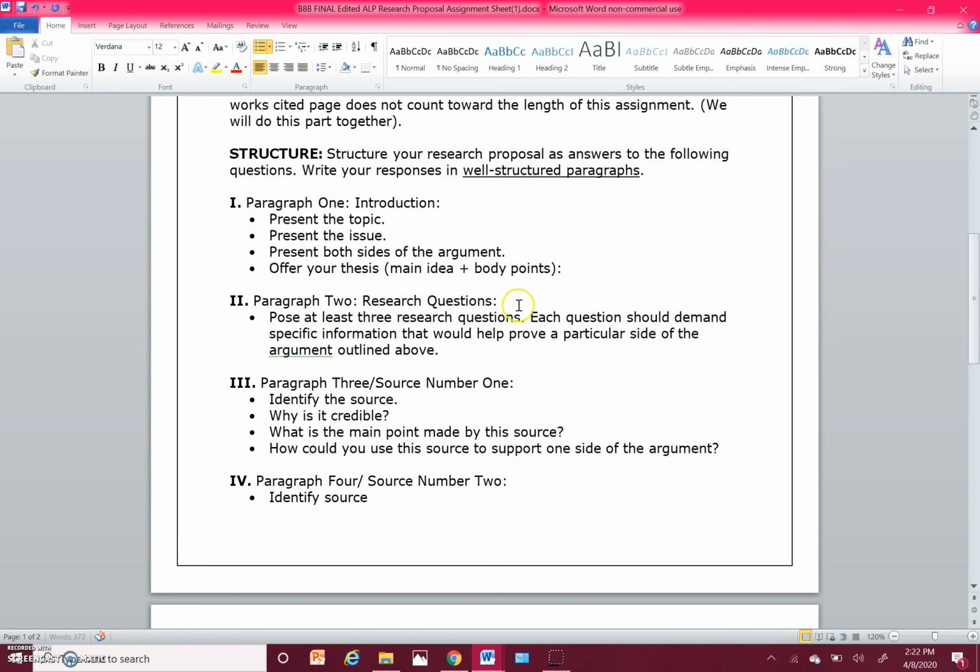All right, so paragraph 2 of your proposal, research questions. Pose at least 3 research questions. What do you not yet know about your topic that you would like to know? Each question should demand specific information that would help prove a particular side of the argument outlined above. So, to prove that anything is a problem, you have to prove that it affects a certain population, that it affects a large number of people. So that would be a place to start for sure. And also you might talk about future effects on the planet.